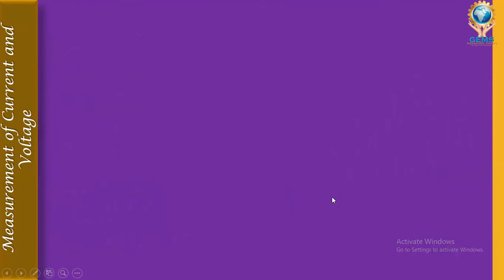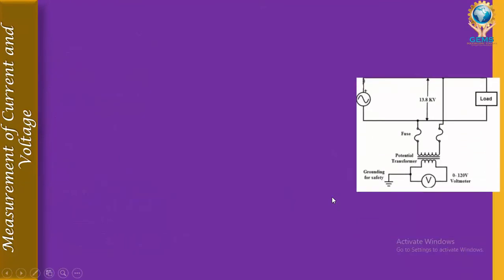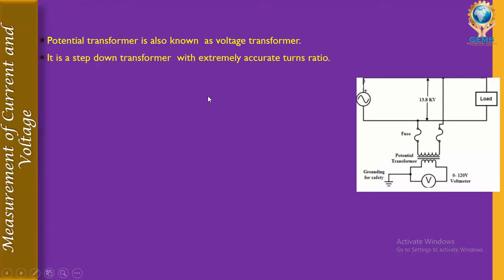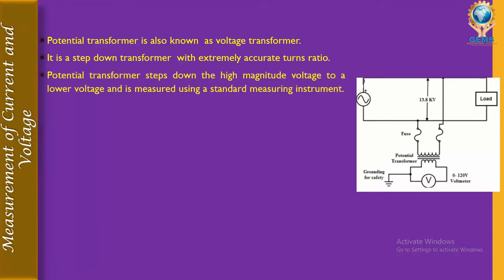So next, coming to the potential transformer. This is the circuit diagram of a potential transformer. A potential transformer is also known as a voltage transformer. It is a step down transformer with an extremely accurate turns ratio. A potential transformer steps down a high magnitude voltage to a lower voltage, which is measured using a standard measuring instrument.